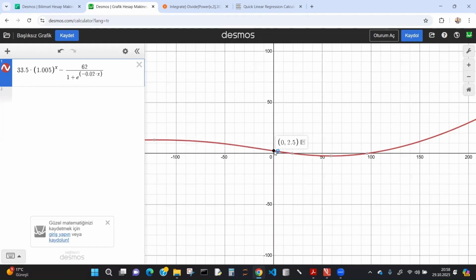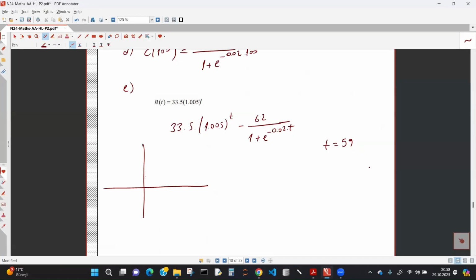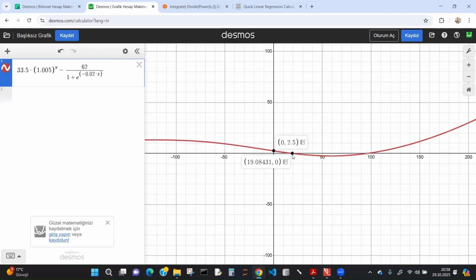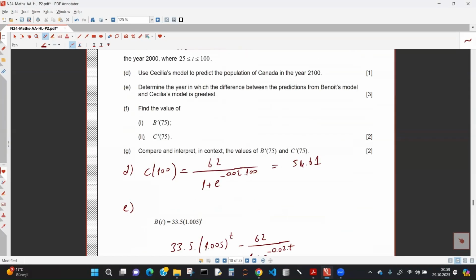It is coming from the point 5, like this, right? This is 100 and this is, let's say, 19, and here is going to be 99.